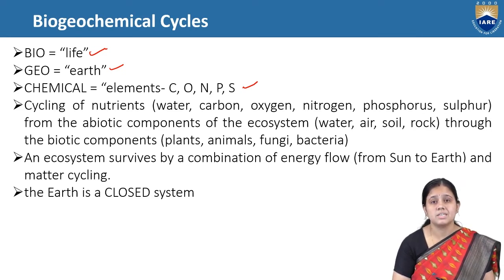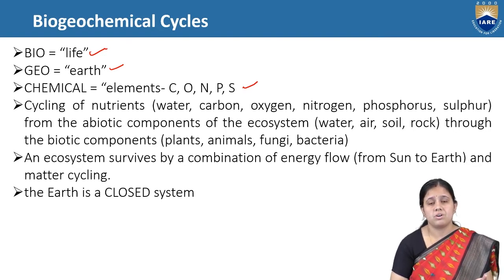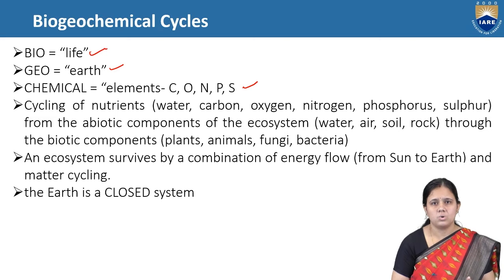So this is earth. As we have also studied, energy can be created and cannot be destroyed from the first law of thermodynamics, and the second law of thermodynamics says that energy can only be transferred from one form to another form, and the energy will always be available in the earth system only. So earth is a closed system.